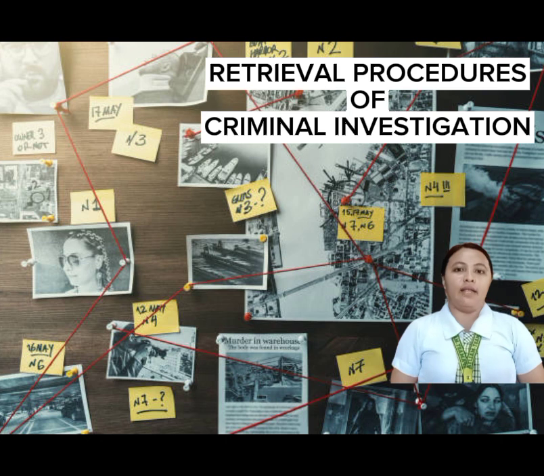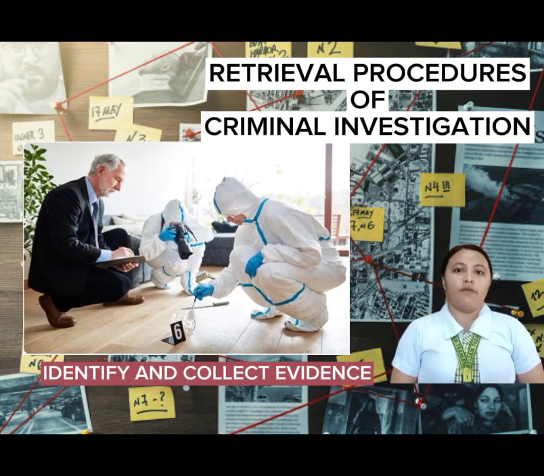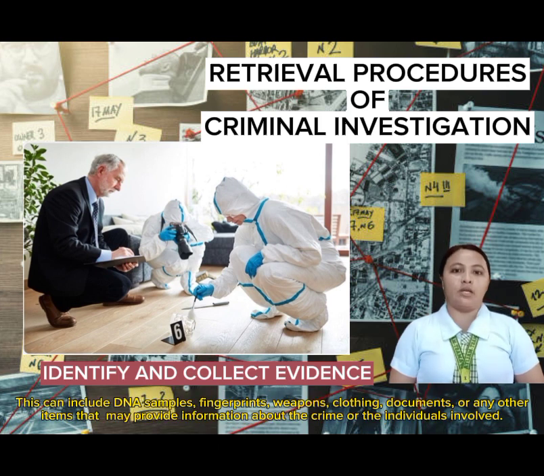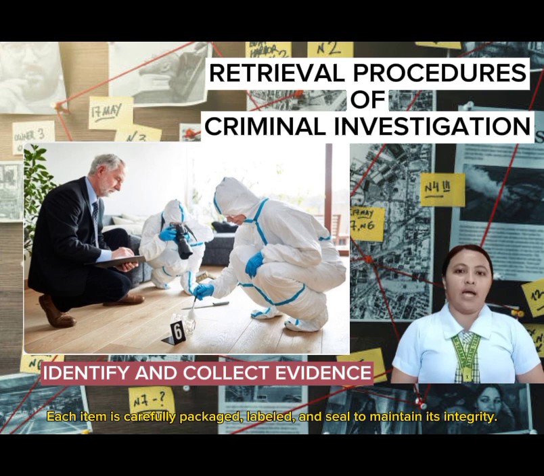Number 4. Identify and collect evidence. Investigators identify and collect physical evidence that is relevant to the case. This can include DNA samples, fingerprints, weapons, clothing, documents, or any other items that may provide information about the crime or the individuals involved. Each item is carefully packaged, labeled, and sealed to maintain its integrity.